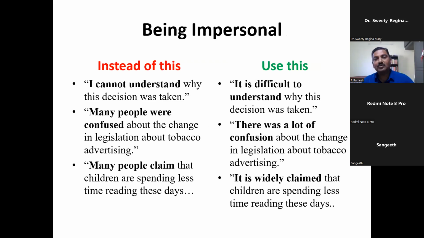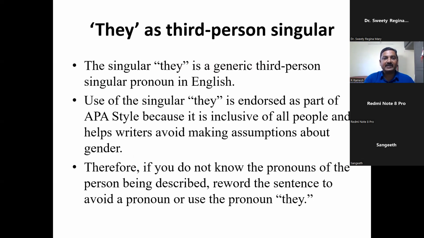So suppose you want to change your personal I, we to impersonal. Just for example, instead of saying I cannot understand, you can say it is difficult to understand, because you want to avoid the word I. Don't say I cannot understand. Say it is difficult to understand. You are avoiding I. Many people were confused. Don't say many people were confused. You can say there was a lot of confusion. Many people claimed. Don't say many people claimed. Say it is widely claimed. So like that, you can see how in another way I can write the same thing. In another way, avoiding I, we, all that, you can think how to write also.